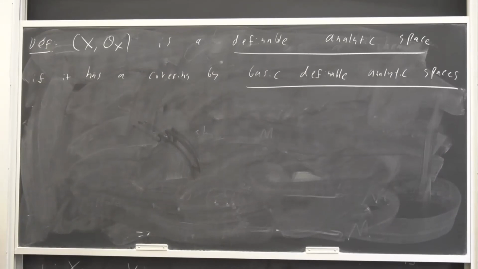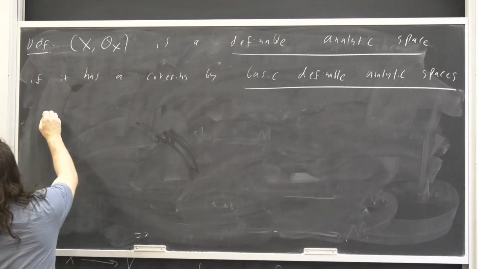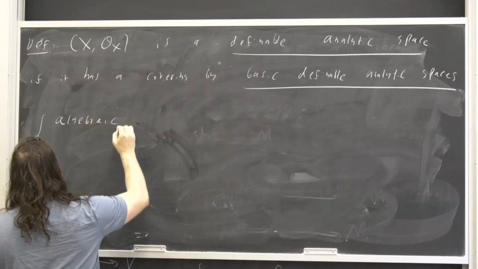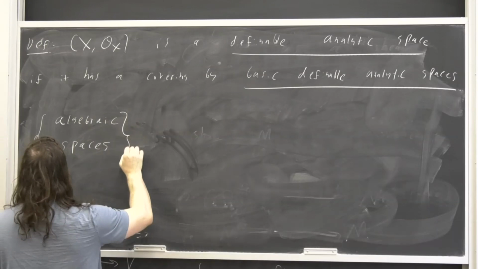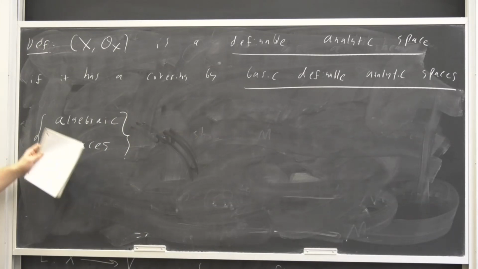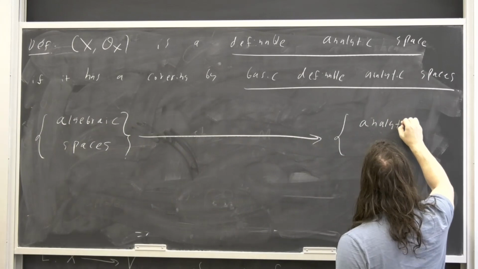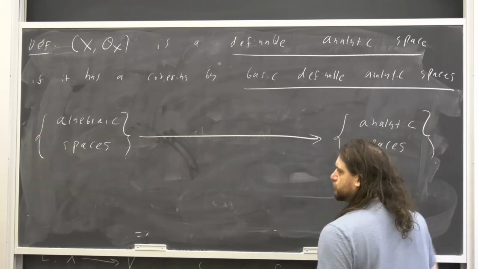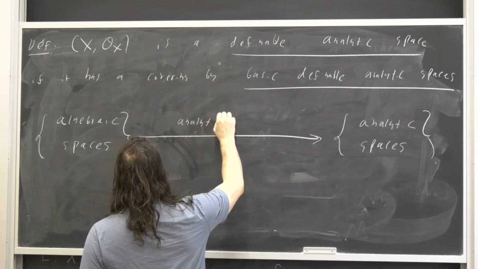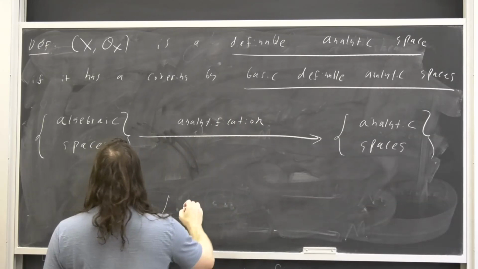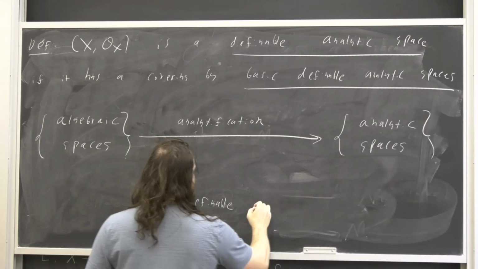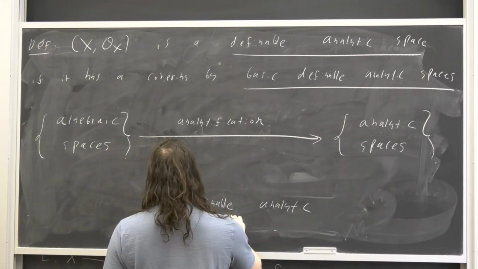Okay, so now what I want to do is define two functors. On the one hand, we have the category of algebraic spaces. And think of this for now as just algebraic varieties. There's a small technical reason why algebraic spaces are better, which I'll say something about. We have the category of analytic spaces, and here we have the usual analytification functor. Now we have this category of definable analytic spaces, where again, we've picked an o-minimal structure to begin with. It can really be anything up to now.